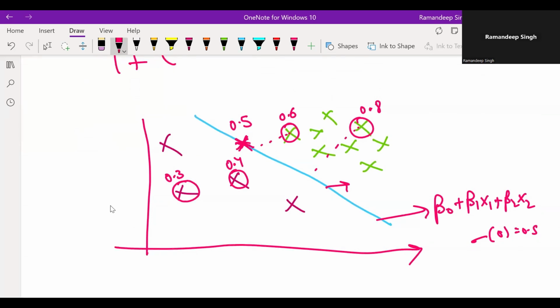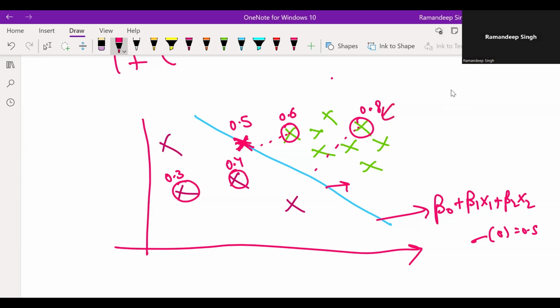Now, what is happening here, you will see. Okay, so now can we also say these numbers to be probabilities? What probabilities? Let's say if a point is on the line, it has a 50% probability that it is a green point, and only a 50% probability that it could be a red point.